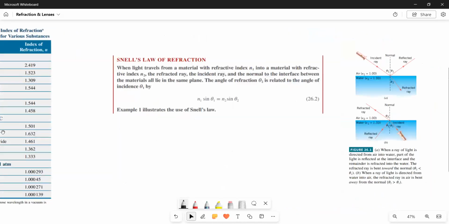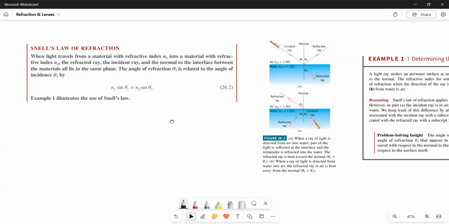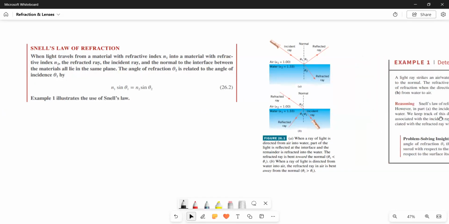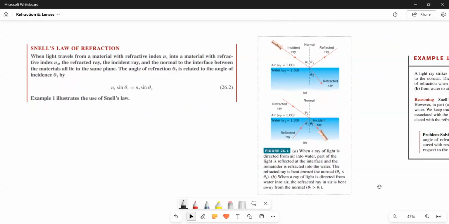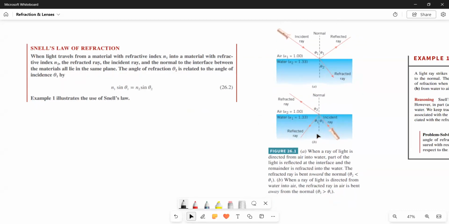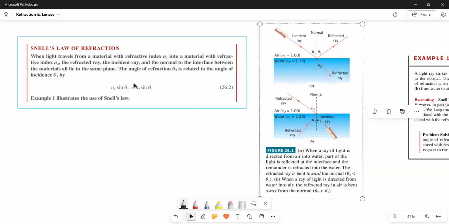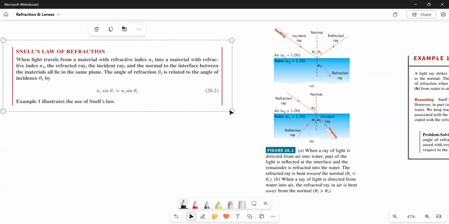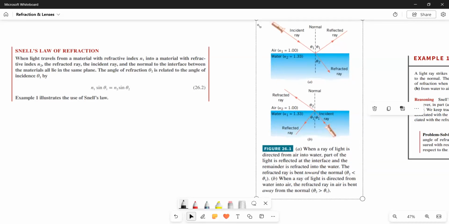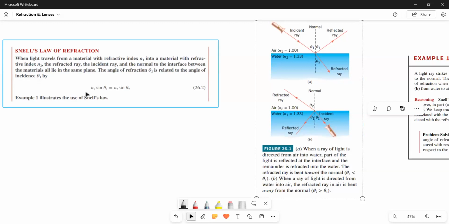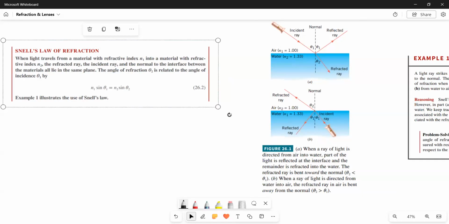Good. So we come to something called Snell's law. Let's see if I can make this diagram a little bigger. Can you see this well?